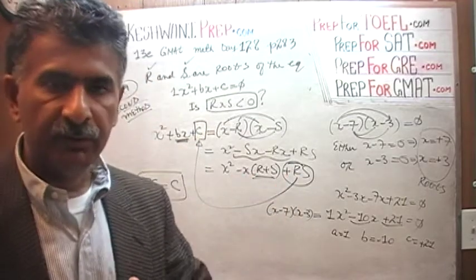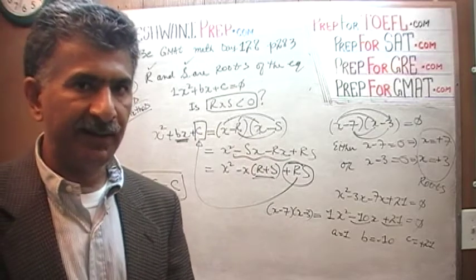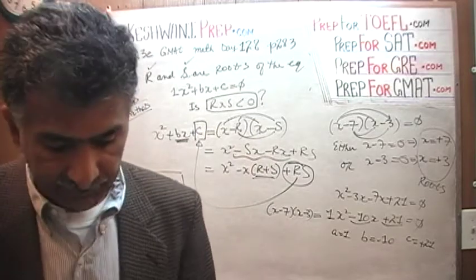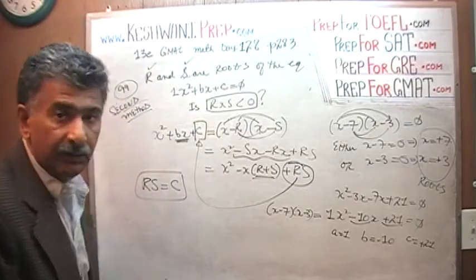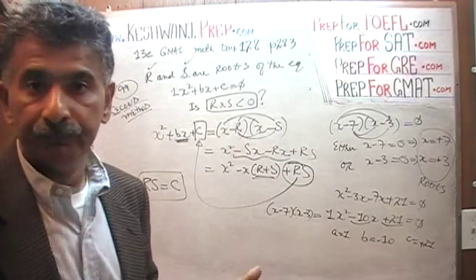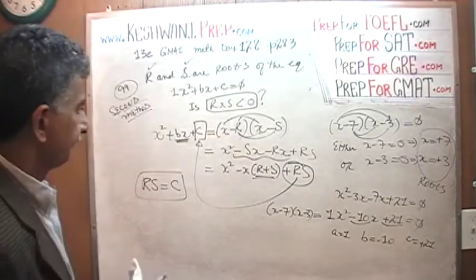The rest of the solutions that we did yesterday is the same as this one. So in the first statement they tell you that B is negative, which is worthless information. In the second statement they tell us that C is negative. Well, if C is negative and R times S equals C, then R times S must be negative. Answer is B. Alright? Let's do the next problem. That's it, we are done.